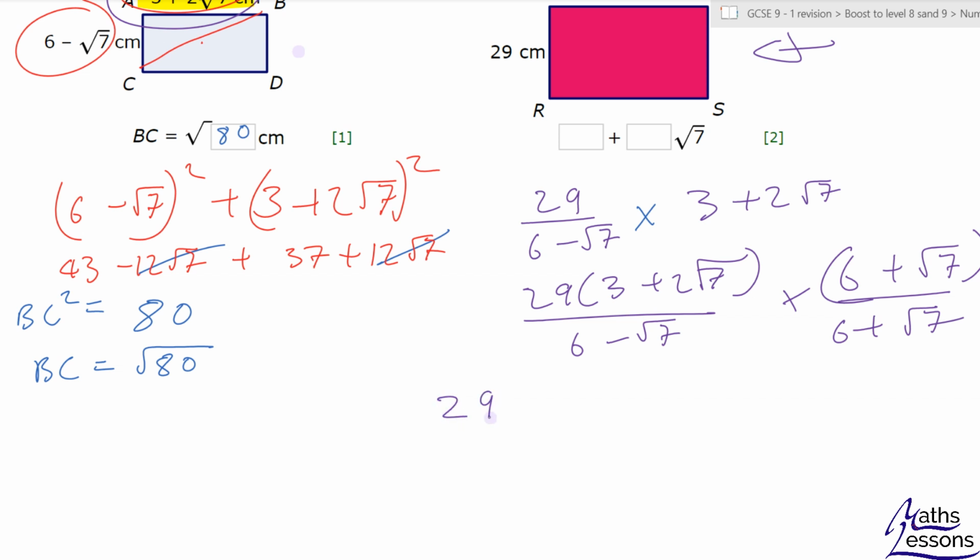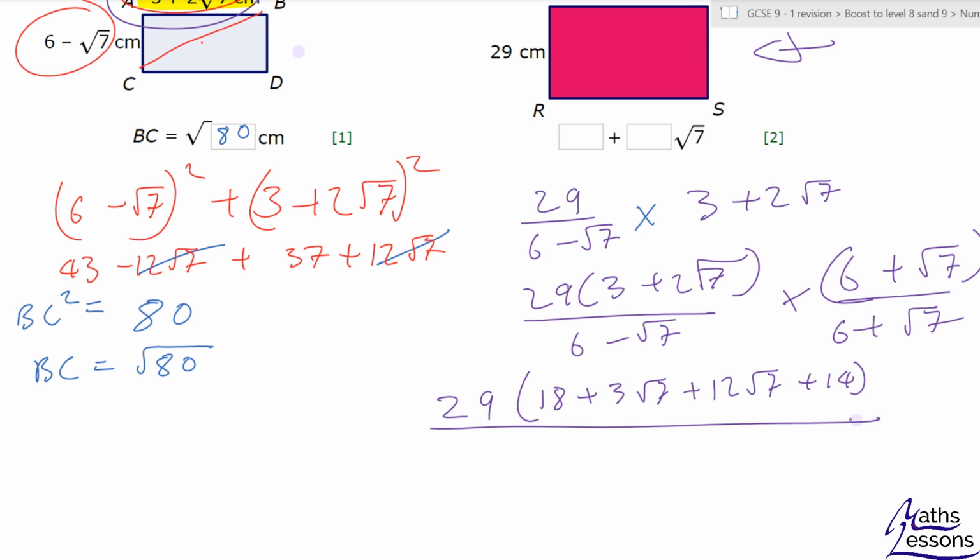So we've got 29. We're going to do 3 times 6 is 18. And then we've got 3 root 7, so 3 root 7. 2 root 7 times 6 is another 12 root 7. 2 root 7 times root 7 is going to be 7 times 2, which is 14. And on the bottom, we just get 6 minus 7.